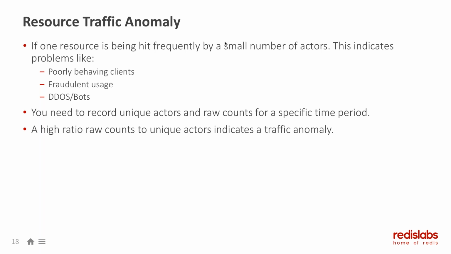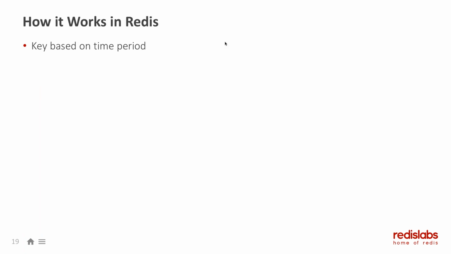So let's say that you have, like I said, you're going to push in, let's say that you have 5,000 page views in a certain time period, and that's by one person. That's going to be weird, right? So how can we do this in Redis, though? Let's take a look at that.